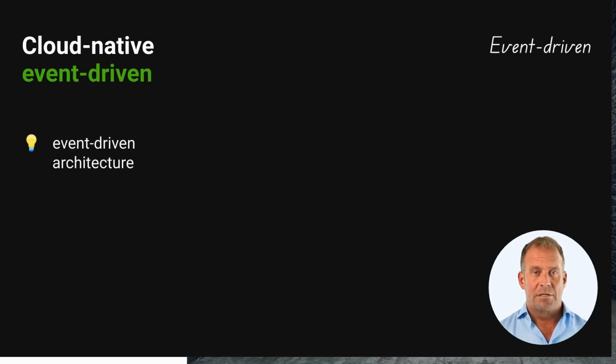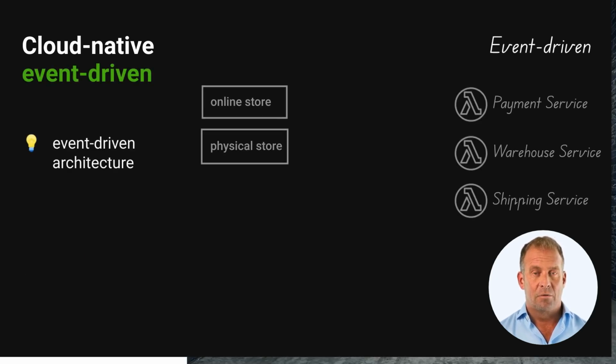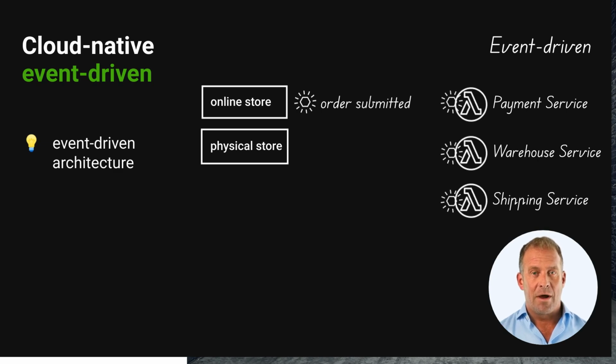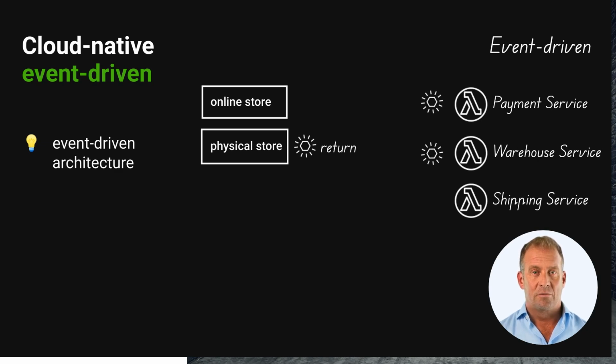An event-driven architecture is based on the idea of decoupled services connected by events, such as an online order is submitted. In this example, the payment service, warehouse service, and shipping service all need to know about that. Or a customer might return an item at a physical store. The payment service and warehouse service will care about that event, but not the shipping service.